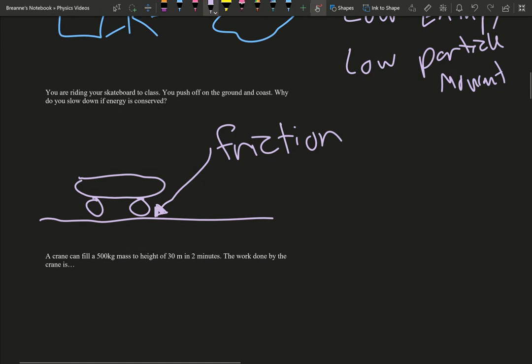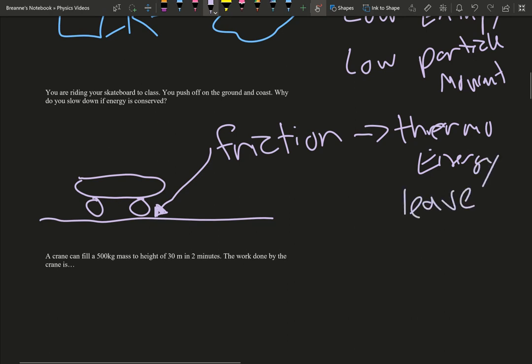Friction: right now, take your hands and rub them together. You should be feeling some type of heat eventually. So that friction causes thermal energy to leave the system. That friction is causing thermal energy to leave. So the reason you're slowing down eventually is because you're losing energy. That energy is going somewhere else.